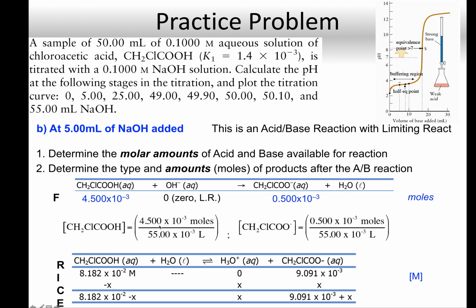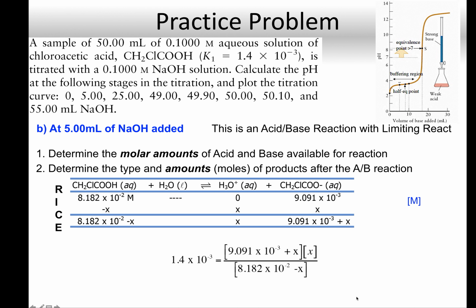This is the concentration that you have at the beginning, the initial concentration in your RICE table, this one for the acid, this one for the conjugate base. In molarity, we proceed the same way as we did before, with minus X for the reactants because the concentration is decreasing, plus X for the products because its concentration is increasing. We end up having the concentrations at equilibrium.